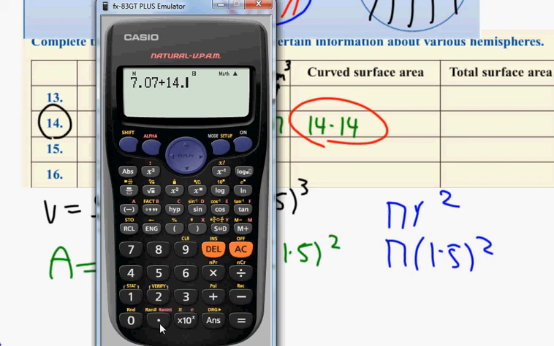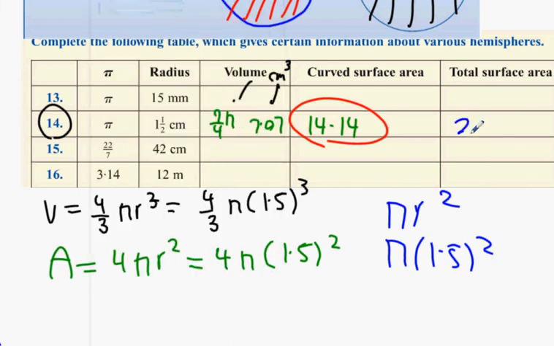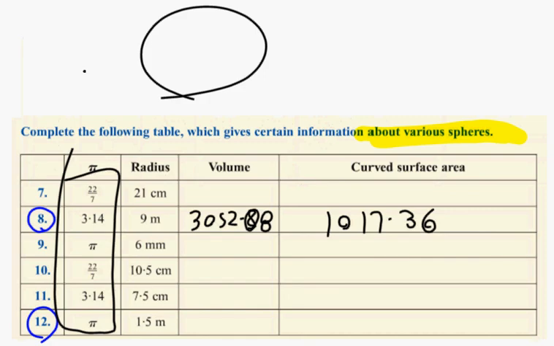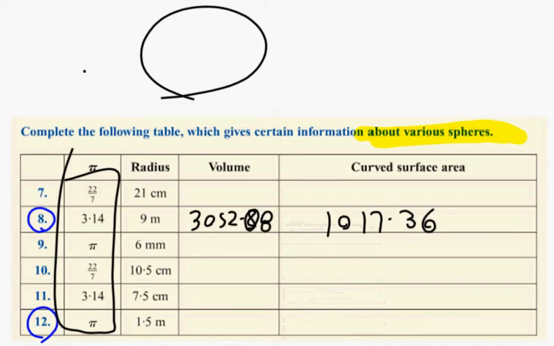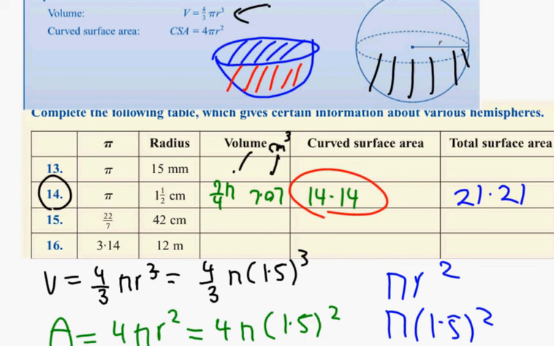Okay, for homework tonight, we're going to go for the even numbers: 14, 16. So the homework tonight is 14, 16.